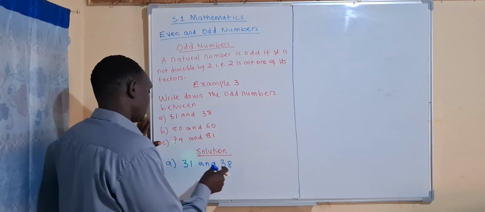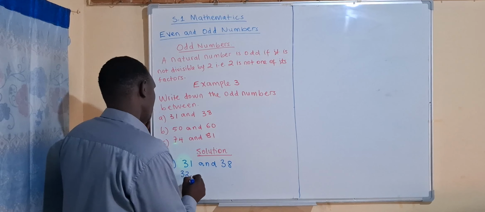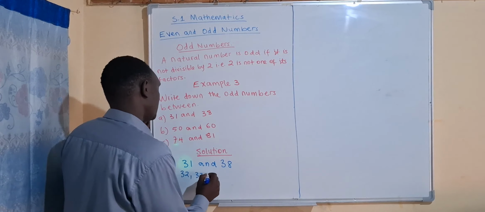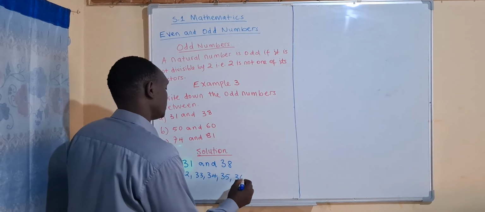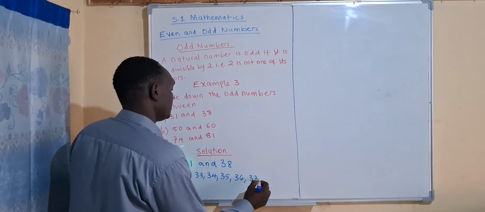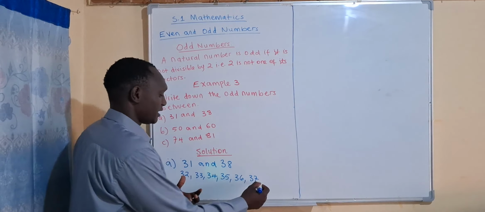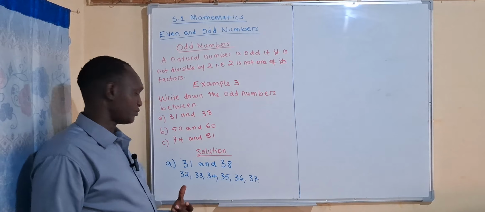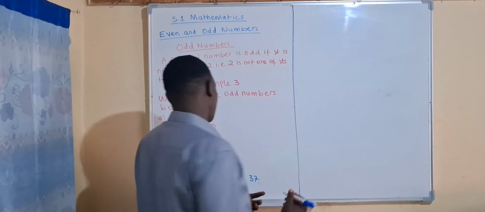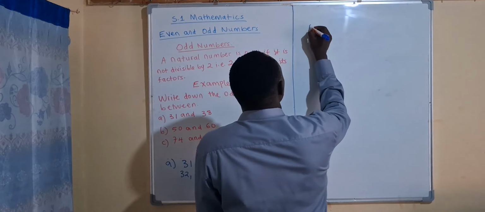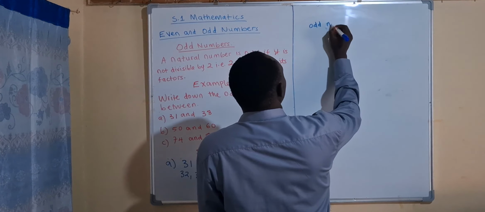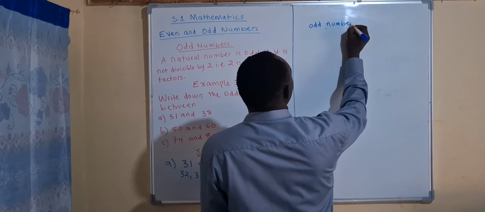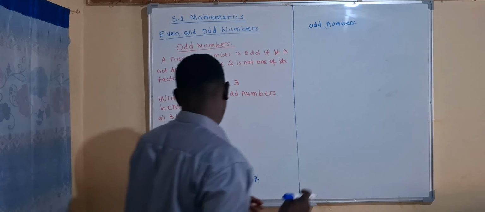So between 31 and 38 we have 32, 33, 34, 35, 36, 37. So these are the natural numbers that are between 31 and 38, and then you go ahead to test which ones are odd. In other words, which one when you divide by 2 there is a remainder.